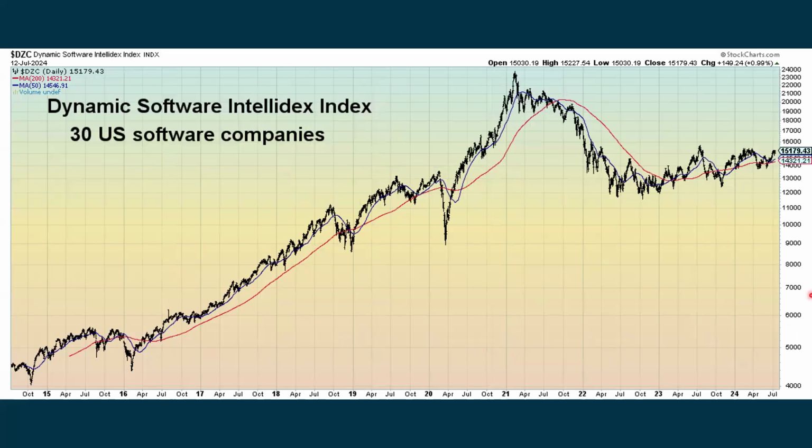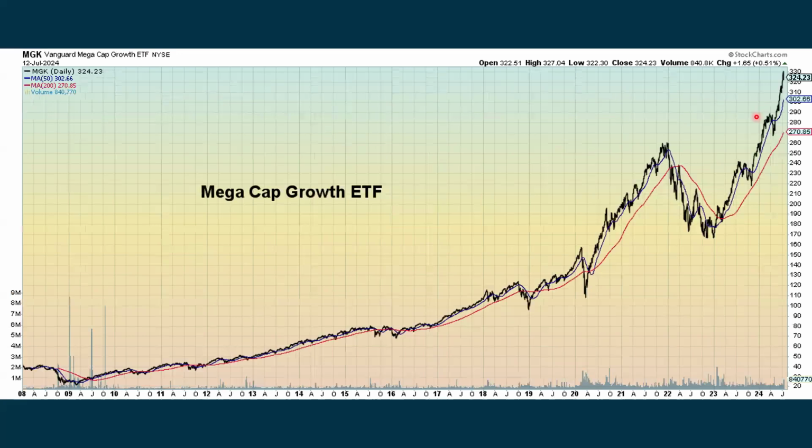The 30 biggest software companies still in an uptrend here, but not really participating in the upward moves that we've been seeing. It's been other areas of tech that have been leading things higher. Here's the mega caps, and this is the darling area of the market. This is the ETF itself, really in a solid uptrend. Did see a little bit of a pullback over the last few trading sessions.